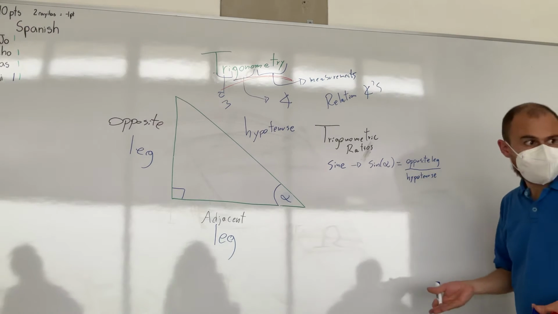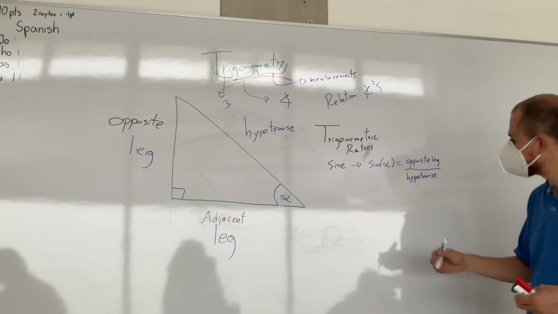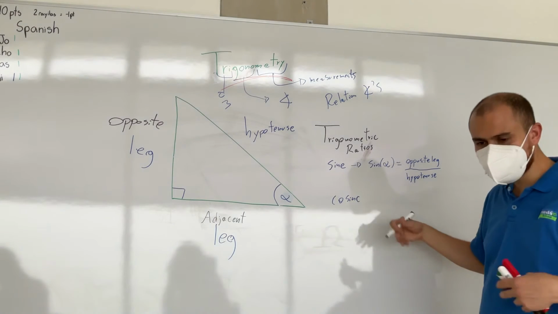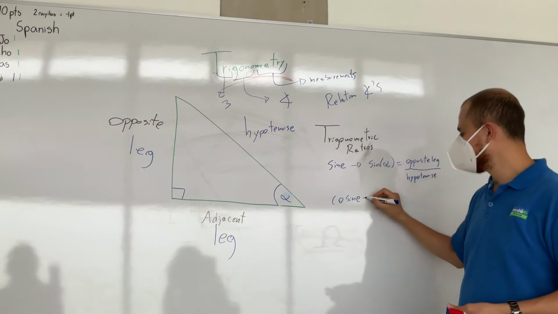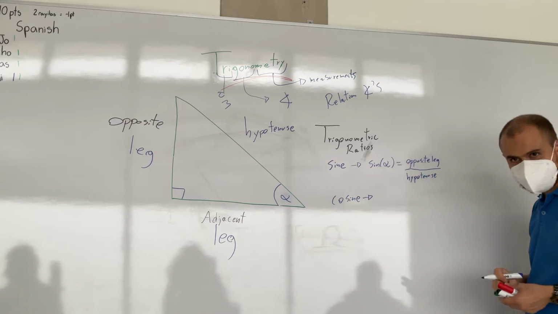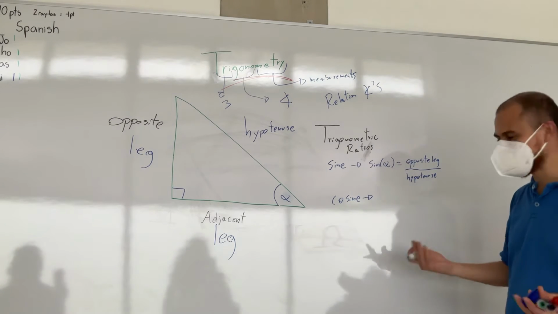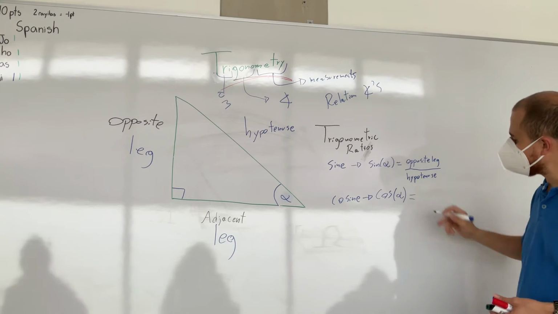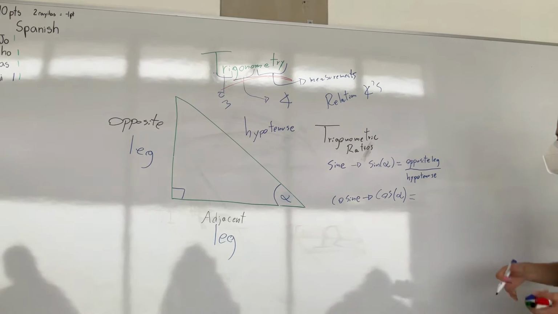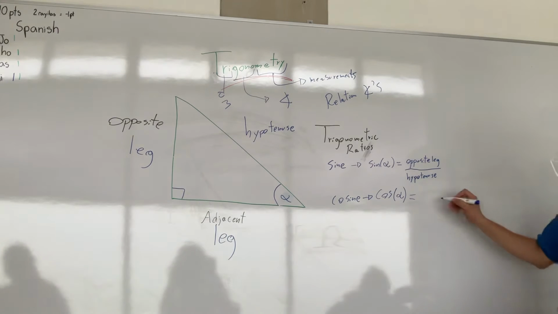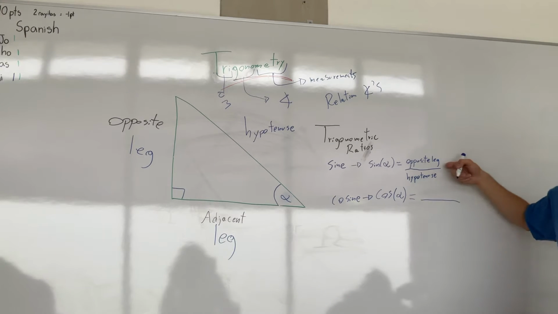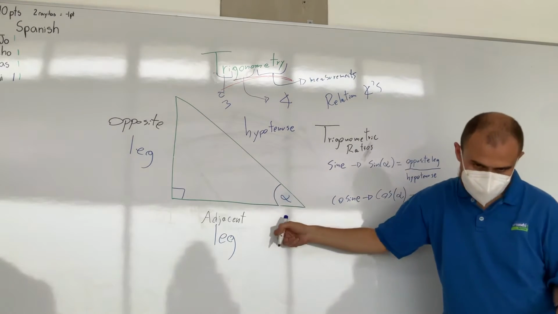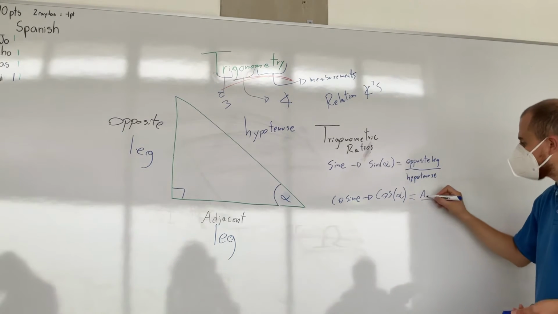The next one is called cosine. Why cosine? Because it is next to the sin, so cos. They're friends. Cos of alpha is going to work like this: if I use the opposite leg for the sin, I'm going to use the adjacent leg for this one. So adjacent leg.